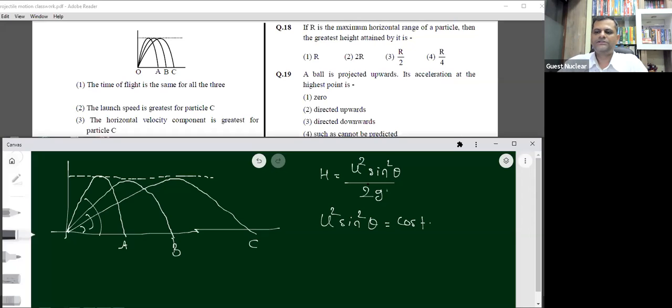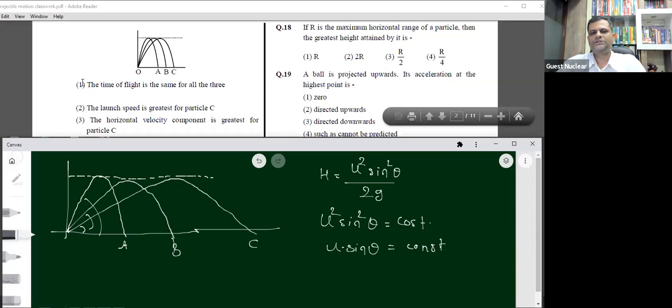ठीक है, क्योंकि g तो ऑलरेडी कांस्टेंट होता है, g ऑलरेडी सेम है, तो इससे हमको पता चलता है कि u स्क्वायर sin square theta is constant, and which means that if we take the square root on both sides, then we can say that u sin theta is also going to be a constant. ये समझ सकते हो आराम से, u sin theta is going to be constant.